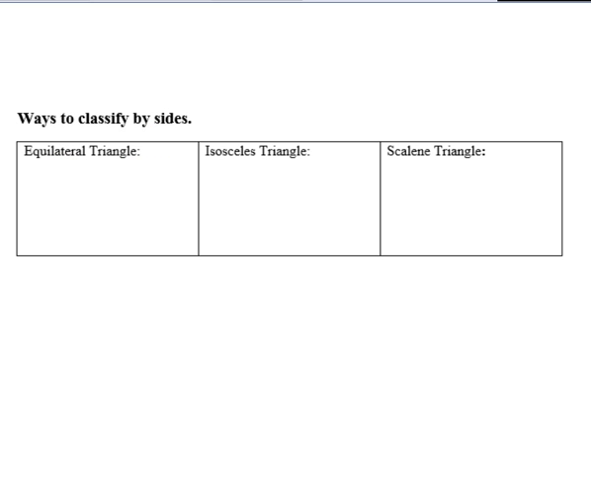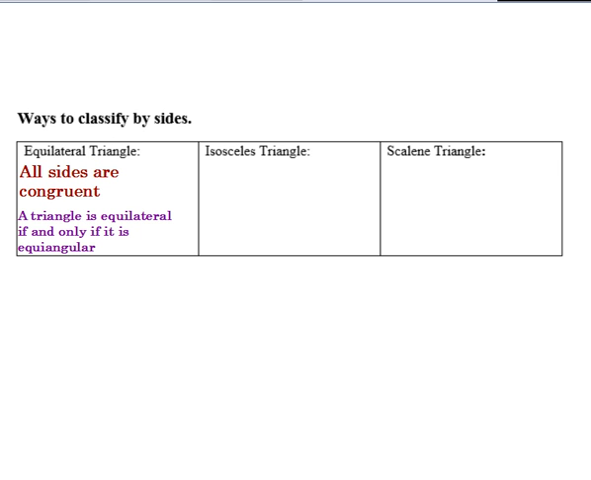There are three ways to classify triangles by their side lengths. So not really looking at the angles, just looking at the different side lengths of the triangles. The first way is equilateral. Equilateral, equa meaning equal and lateral meaning side, is telling us that all of the sides of the triangle are congruent, meaning that they have the same length.